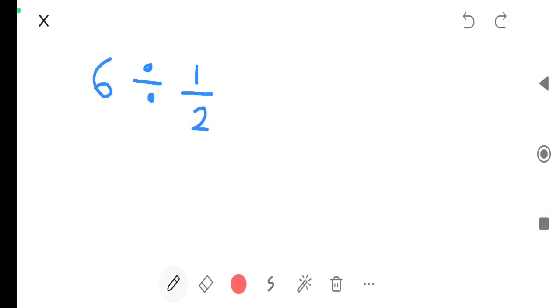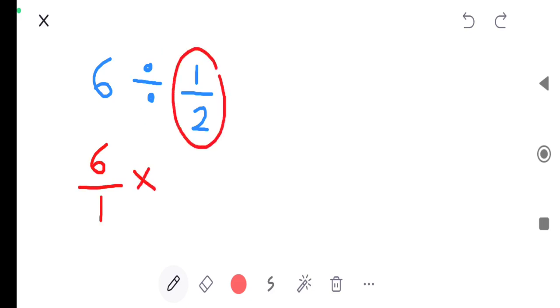Let's look at this first question. The first thing you do is you write this 6 as a fraction. 6 is the same thing as 6 over 1. Okay? Then this division, you turn it to multiplication. Alright? And then you flip 1 over 2. When you flip 1 over 2, 2 will go up and become the numerator. 1 will come down and become the denominator. So you will have 2 over 1.